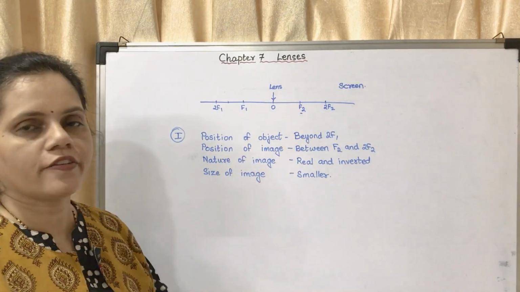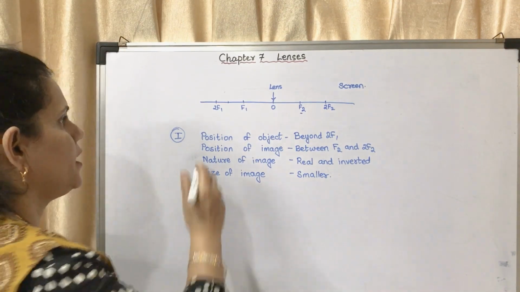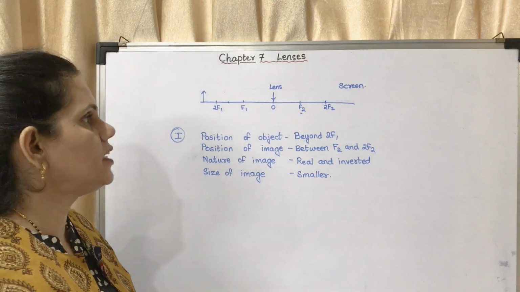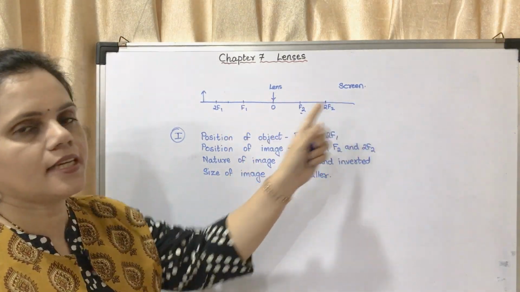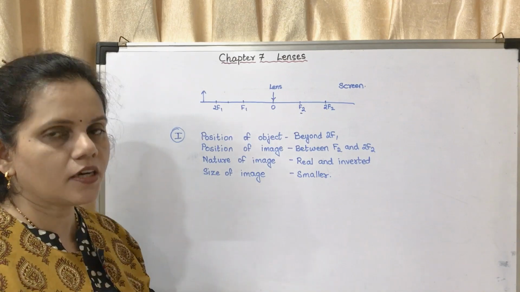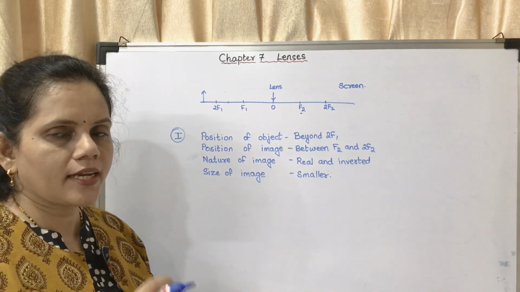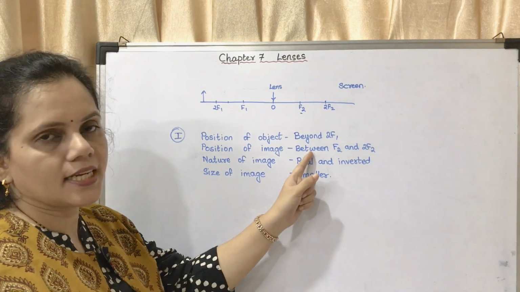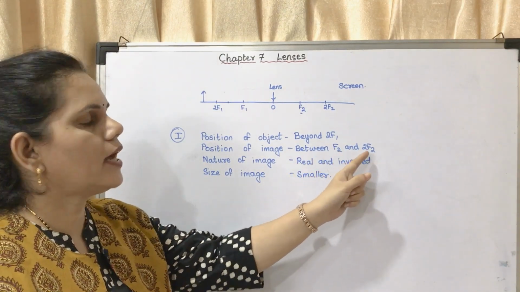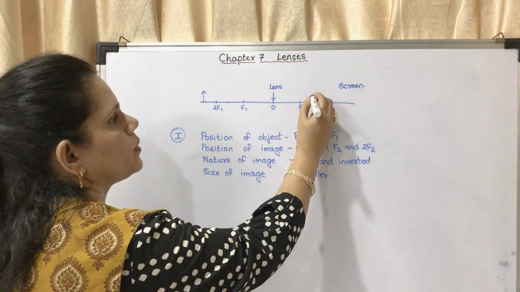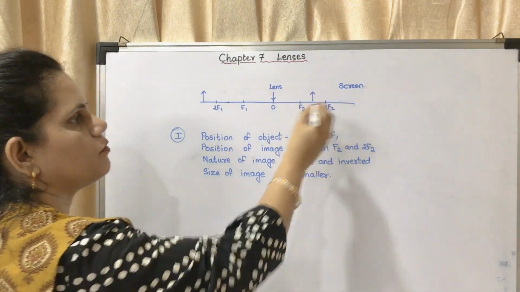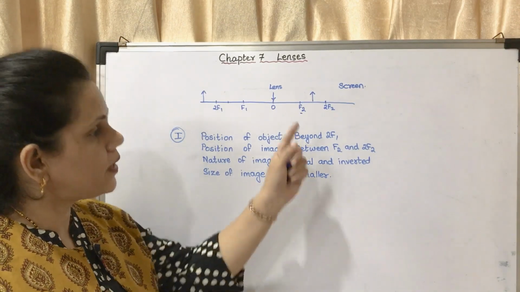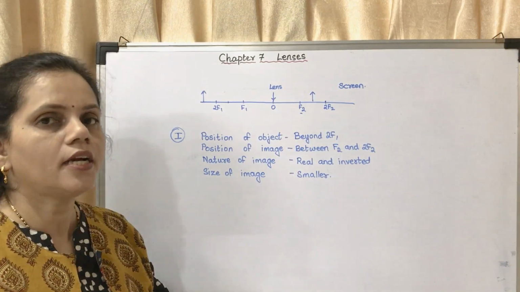When the position of the object is beyond 2F1, that means the object has been kept here somewhere, and you have to place the screen, move the screen forward and backward and see where you can get the image. You will get the image when the screen is somewhere between F2 and 2F2. If you place the screen here somewhere, you will get the image.